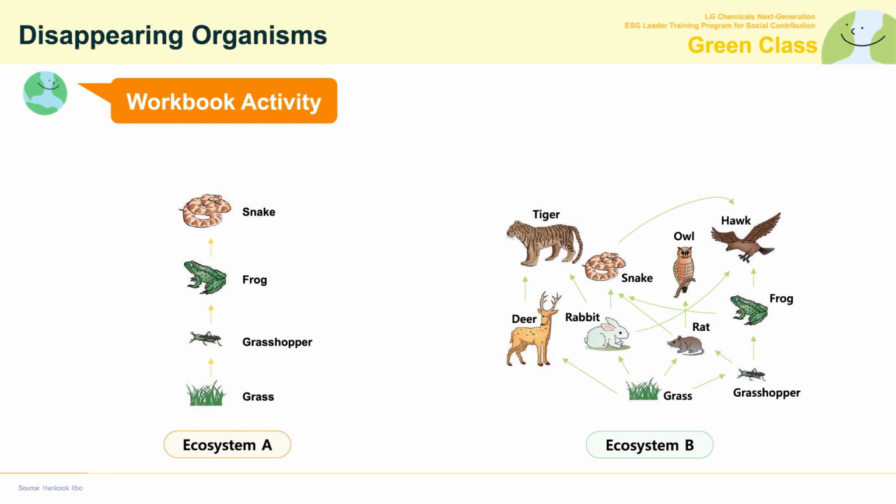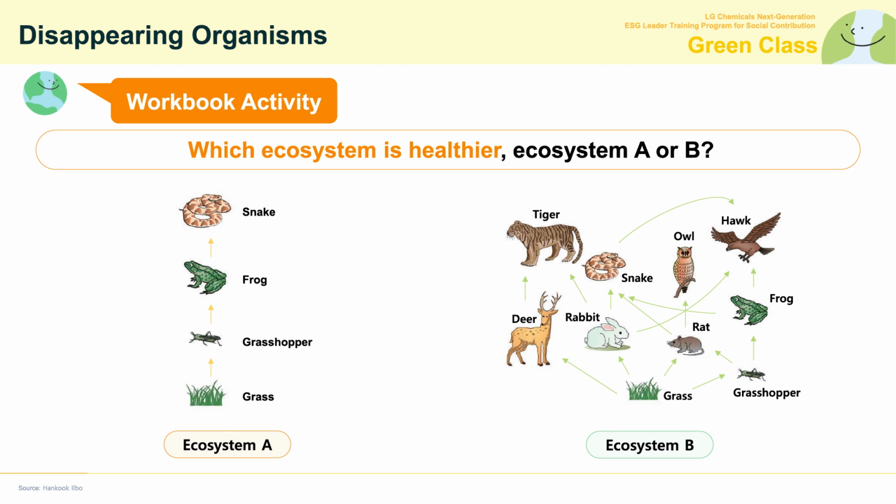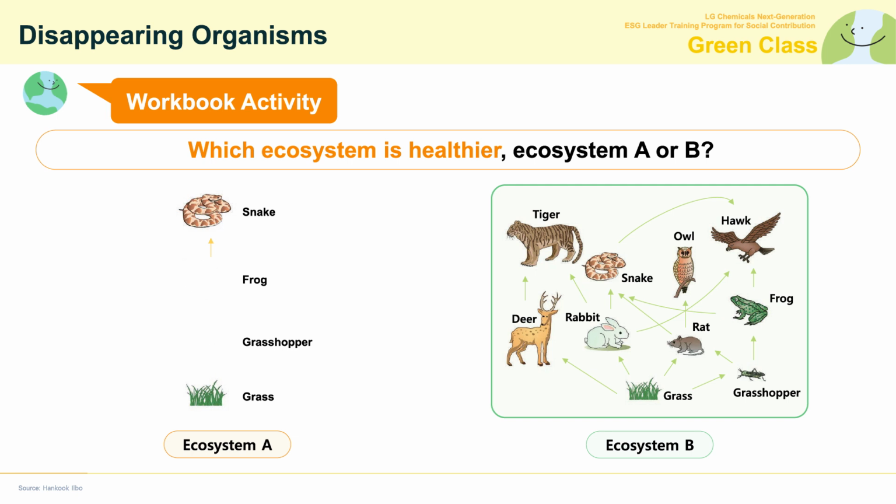Here are ecosystems A and B. Which ecosystem do you think is healthier? Let's find out. 3, 2, 1. That's right. Ecosystem B is healthier. When grasshoppers disappear from ecosystem A, frogs disappear because they feed on grasshoppers. It won't be long until snakes die out from starvation as well. This ecosystem could disappear with the elimination of just one species.